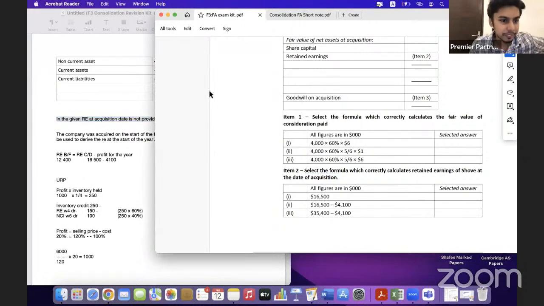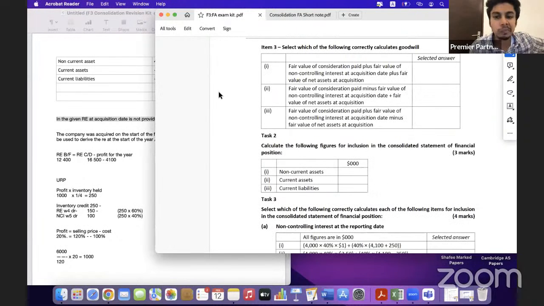That's easy, guys. Nothing difficult. From 16,500, we reduced 4,100. Here, 16,500 minus 4,100, we got 12,400. Can you see? That's how they're asking for the answer. Okay, let's go down, guys, to the next part.